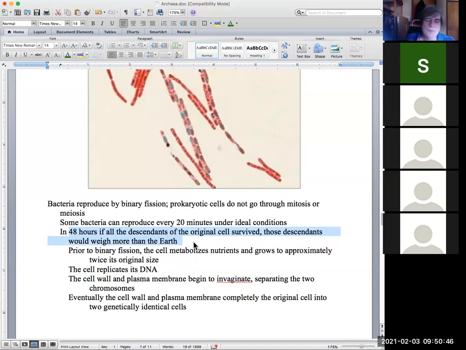So we're about out of time, so we're going to stop here for today, and we'll continue talking about bacteria and also archaea tomorrow. Are there any questions about what we've been discussing today?